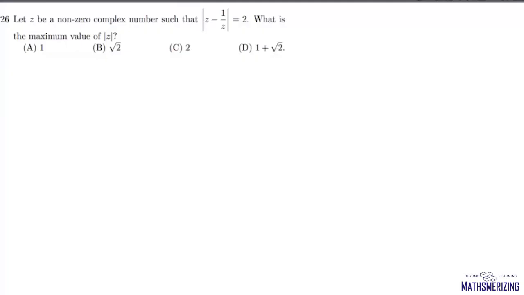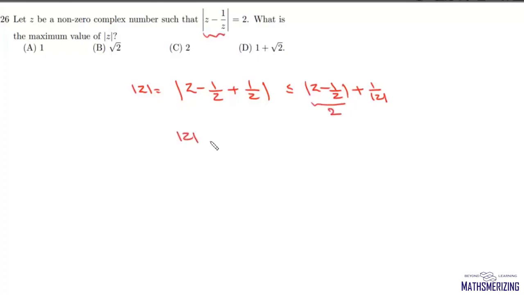Now question number 26 is a standard complex number question. We need to find the maximum possible value of mod z if mod of z plus 1 upon z is equal to 2. Now what we do is we can write mod z as mod of z plus 1 upon z minus 1 upon z, and we know that this is always less than or equal to mod of z plus 1 upon z plus mod of 1 upon z. Now it is given that mod of z plus 1 upon z is 2. So we'll take this as 2.